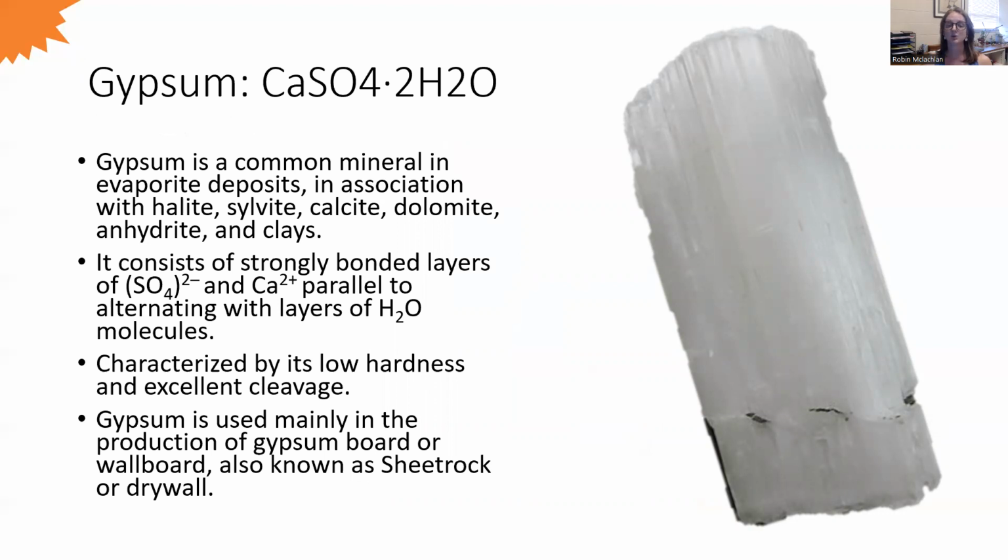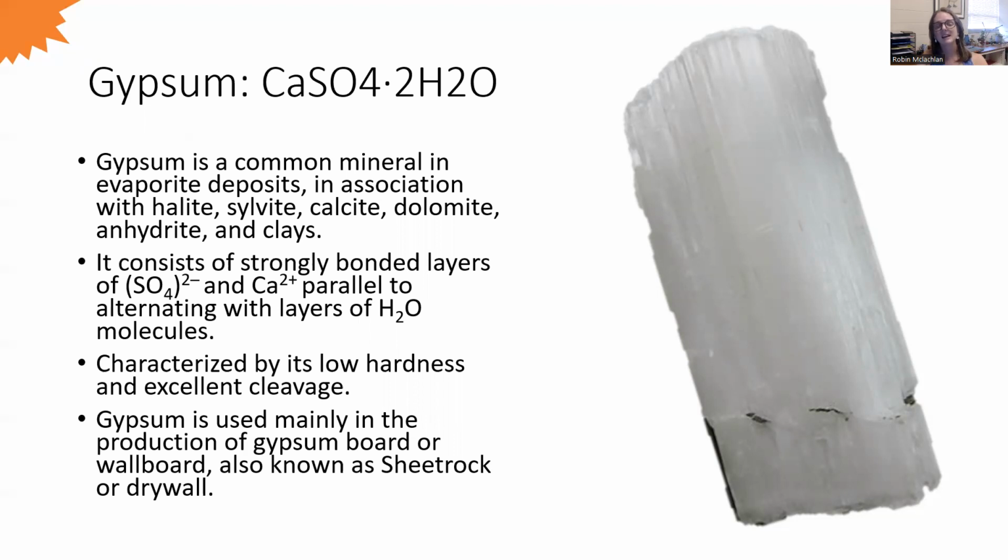It consists of strongly bonded layers of sulfate and calcium that bond parallel to layers of water molecules. And this is why it often forms in that columnar fibrous habit. As you know, it has a very low hardness. You can scratch it with your fingernail, but it does have excellent cleavage. We do mine gypsum. It's mainly used for the creation of things like sheetrock or drywall.